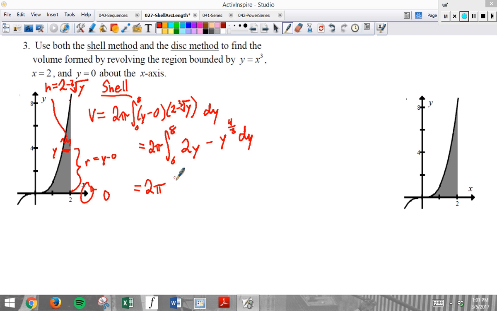2 pi. Y squared. Add 1 to the power, divide by the new power. Minus y to the 7/3 over 7/3. And if you want to start multiplying by the reciprocal instead of dividing by 7/3, you feel free. When I plug in 0 in here, I'm getting 0. 64 minus 8 to the 7/3 power.